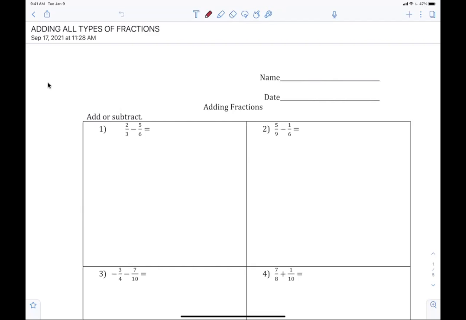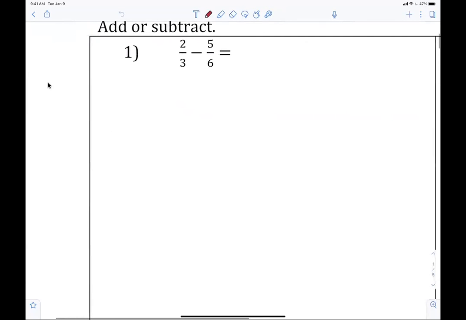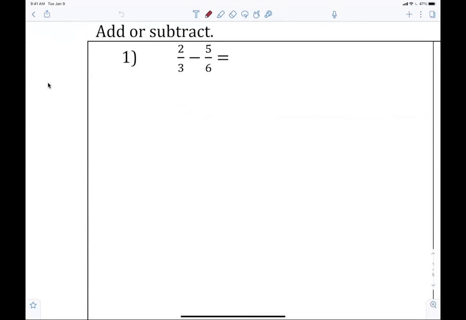All right. So I think everyone should be able to look at this and say the common denominator is 6. Now, if you don't know that, you can tell me. I'm going to explain how to find the common denominators. Everybody okay with the common denominator being 6?